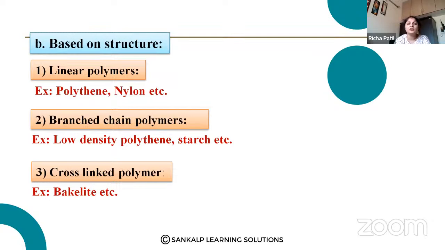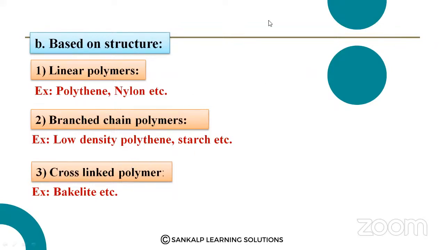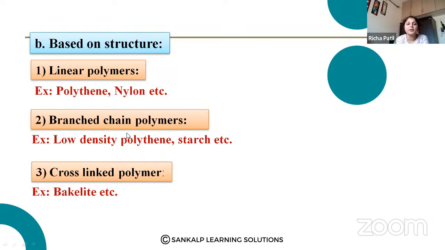So first is the linear polymer. What do you mean by linear polymer? When the small units, the repeating units, are linked in a straight line, then it is called a linear polymer. What are the examples? Polythene, nylon, etc. Linear polymers include high density polythene, PVC, etc. These are some examples of linear polymers. Now what do you mean by branch chain polymer?